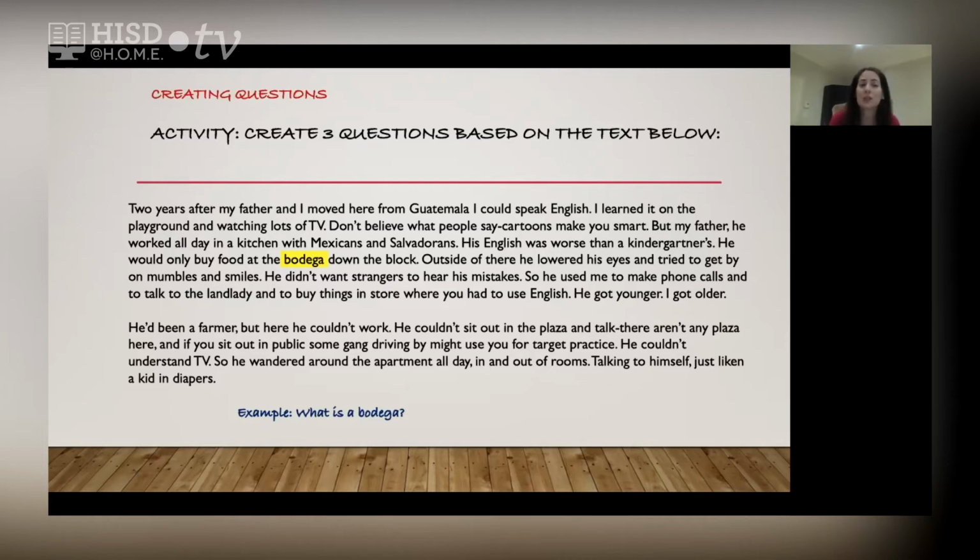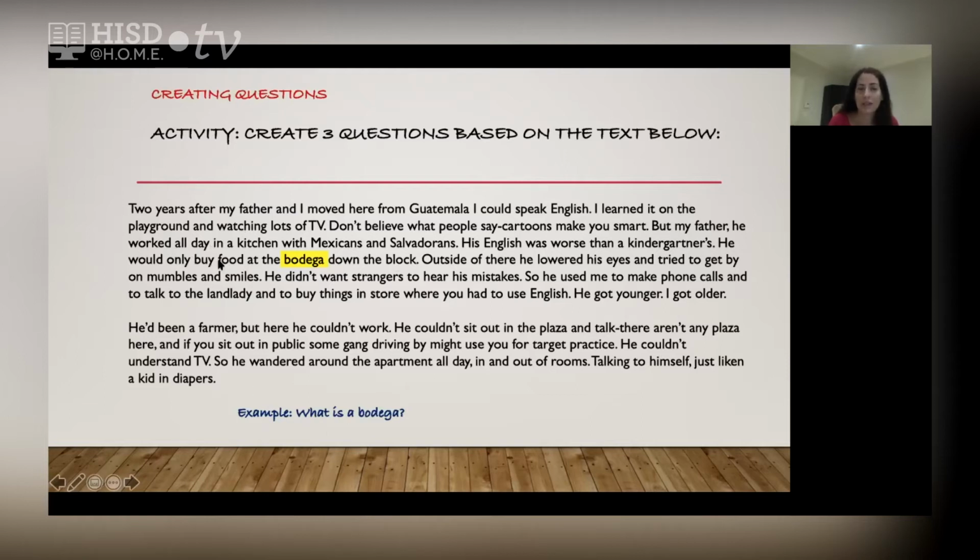So the assignment is to create 3 questions based on that text that we've just read together. And I created one of the questions to get us going. The example I'm giving is, what is a bodega? Now, you can use context clues here to figure it out. He would only buy food at the bodega down the block.